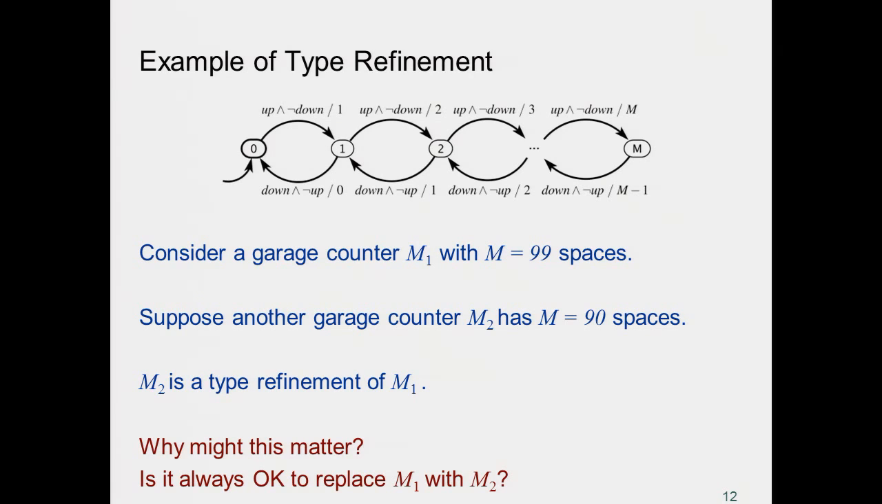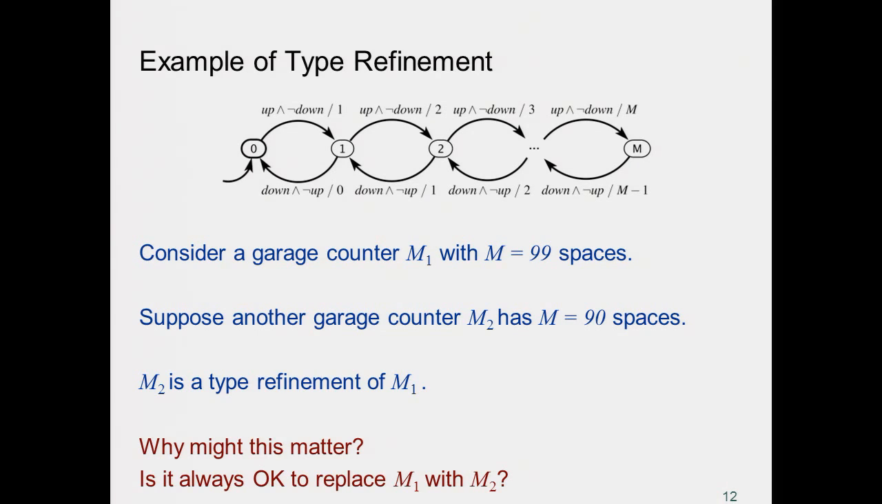So every time I have this type refinement, I know that I can substitute M2 for M1, except that it's not always okay to replace M1 with M2. When is that? Can you give me an example? It's simple, right? Right, exactly. So if I have 92 cars, then I'm dead, right? 92 spaces, not cars, 92 spaces.